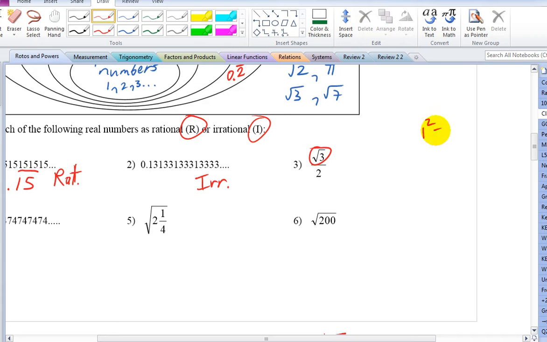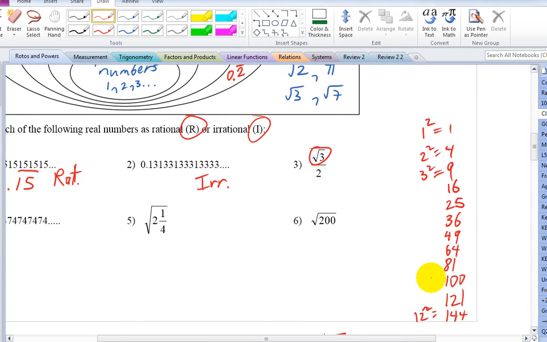it out. 1 squared equals 1, 2 squared equals 4, 3 squared equals 9. What's the next one? Then, what's after 25? 36. Then, 81, right? 12 squared equals 144. So you should be able to come out with that pretty quick.